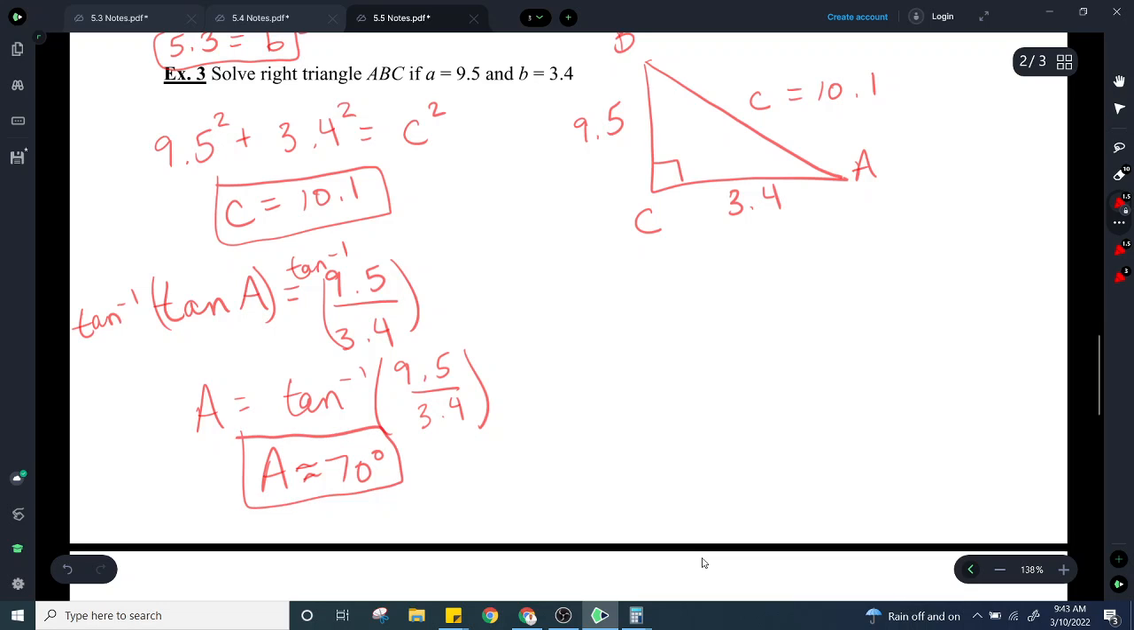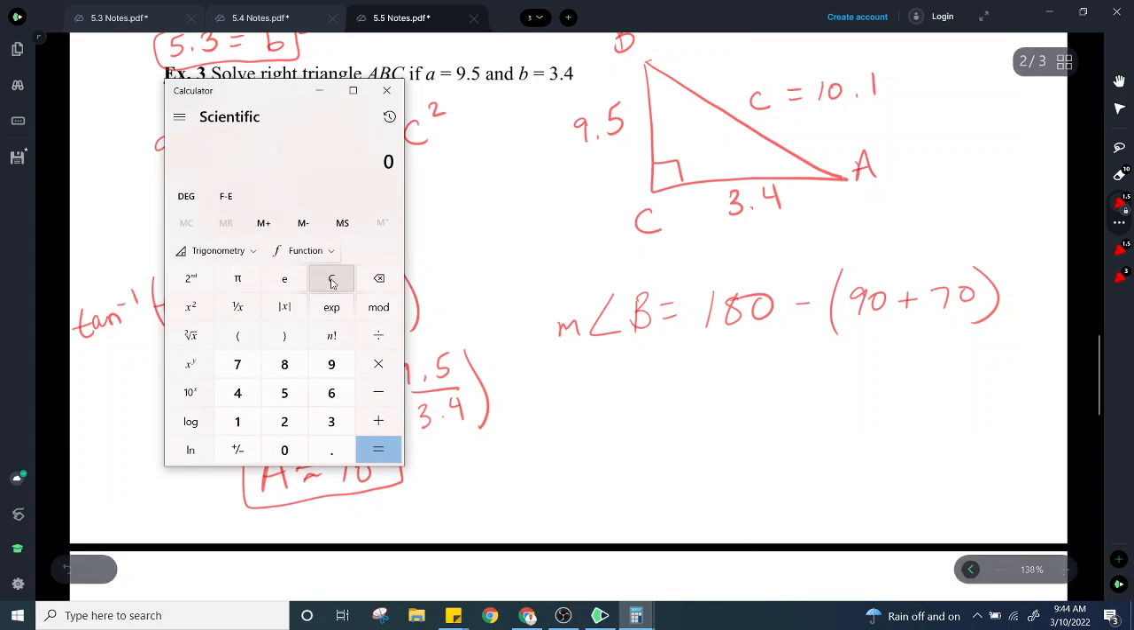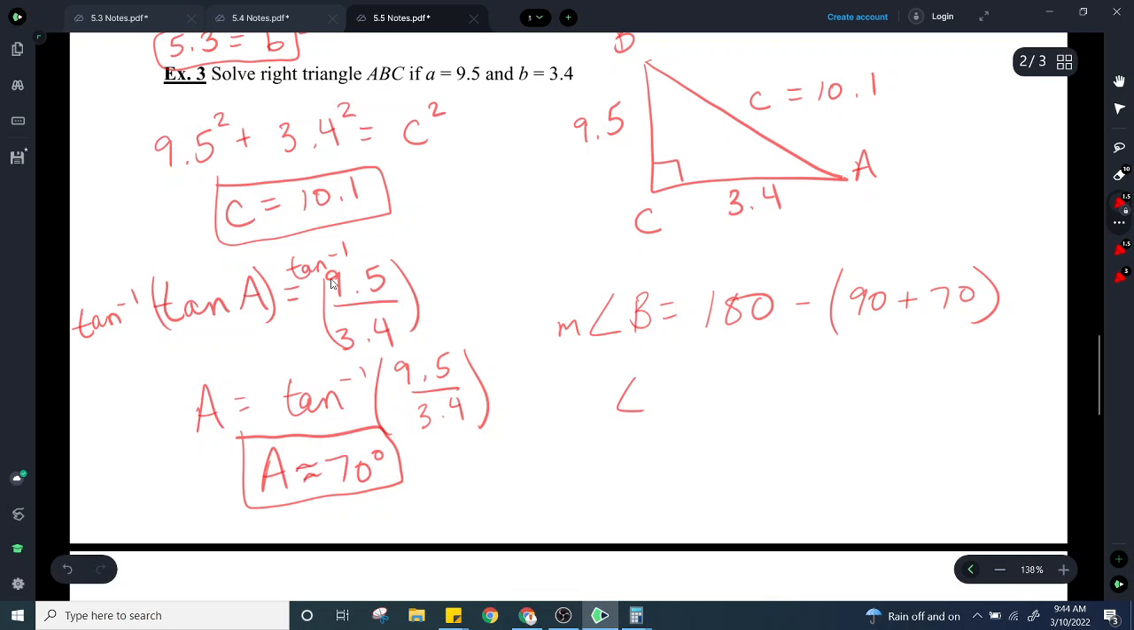All right. Now, to get angle B, we could do another trig ratio. We could also just say they add up to 180, just like we did earlier. So the measure of angle B would be 180 minus the 90 that we already have and the 70 we just came up with. So if we put that into our calculator, 180 minus 90 minus the 70 leaves us 20 degrees. So angle B is approximately equal to 20 degrees. We'll put angle here. Okay.